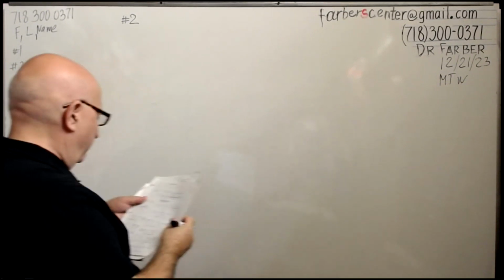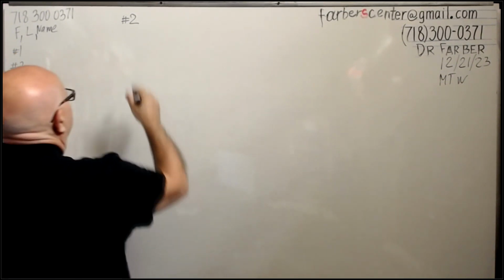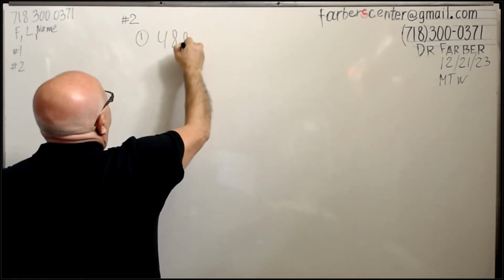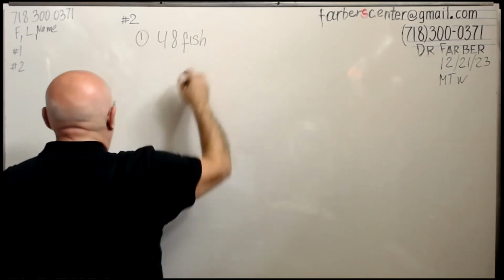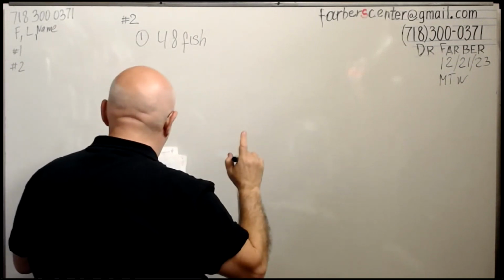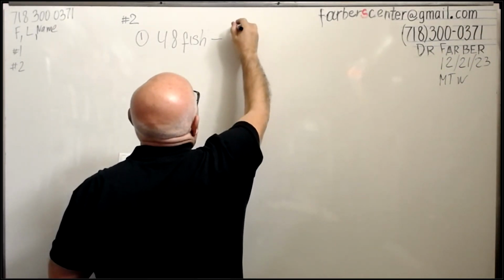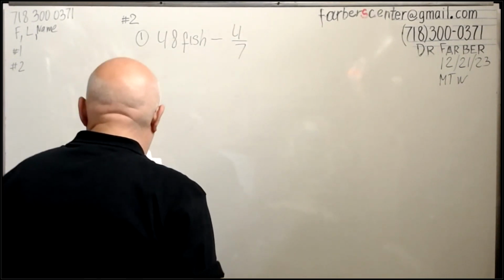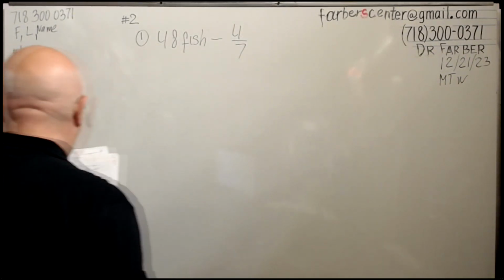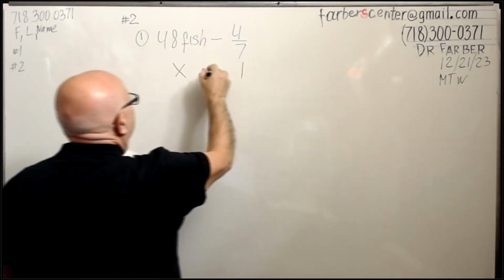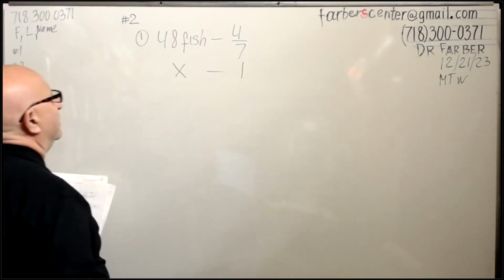Problem number 2. Let me read it. Step number 1. Listen, please. We don't have time. 4/7, they said, and one entity is x. I will answer this after. I want to give you this explanation. I want to see how to write it down.